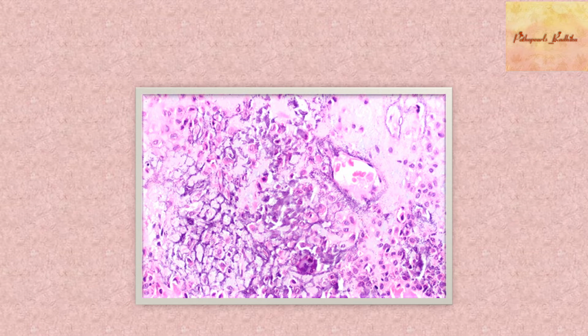Next here is your catch. Anyone? So you have something like a meshwork, like a chicken wire. This is called chicken wire calcification. Now any clue what it is? So you have a chondroid matrix, chicken wire calcification, large cells with abundant eosinophilic cytoplasm, and few giant cells. So what's your diagnosis here?